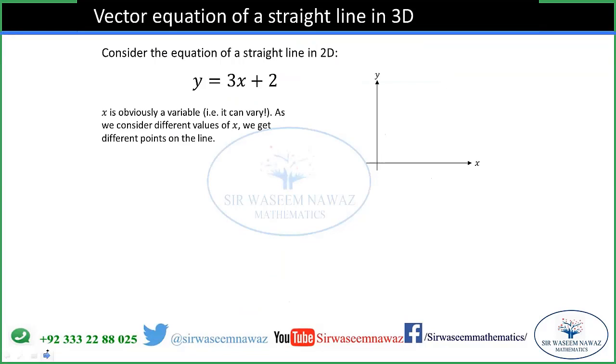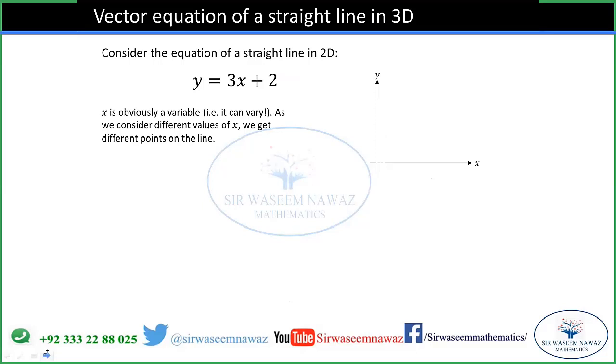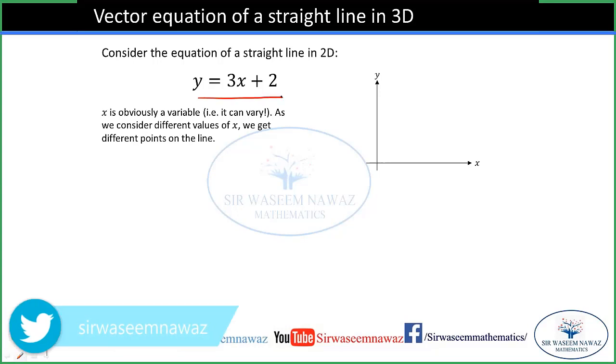Vector equation of a straight line in 3 dimensions. We want to find a vector equation of a straight line. But before this, let's talk about 2 dimensions. In 2 dimensions, we have a straight line and we call it y equals mx plus c. Let's consider the straight line y equals 3x plus 2. In this straight line, x is a variable.